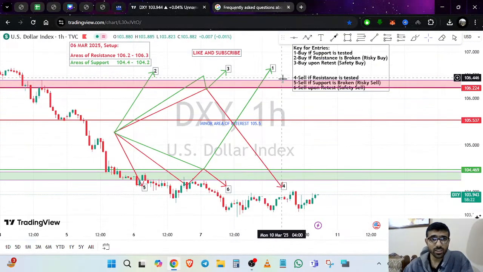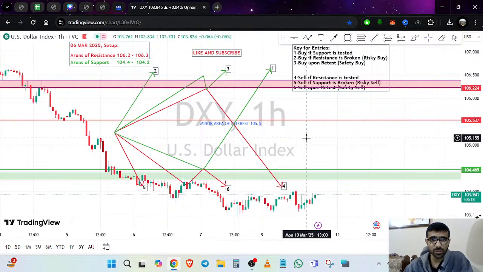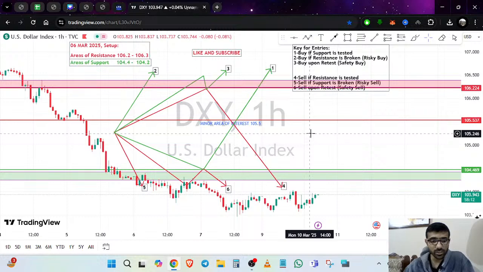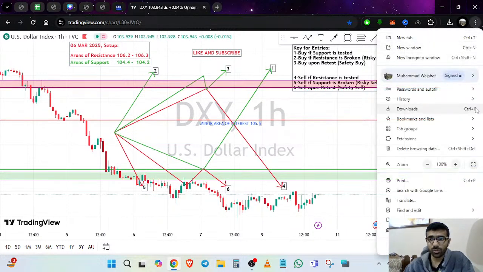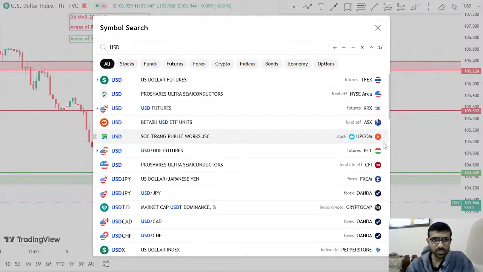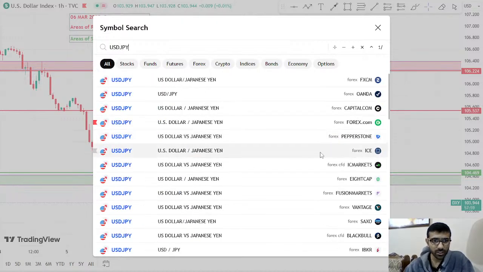Now, without wasting any further time, let us continue the discussion of DXY, and today we will be learning how we can execute the trades properly. So, for example, the very first pair that we are going to study will be USD JPY. Let us open the pair on Capital.com.